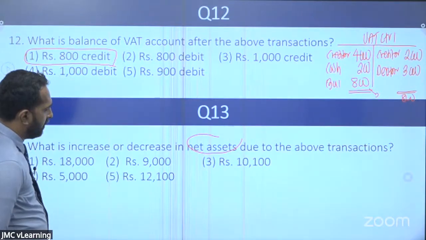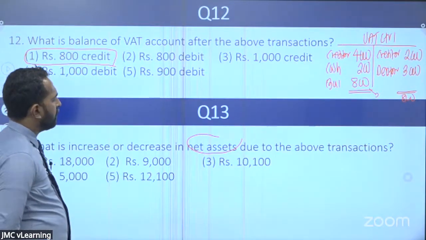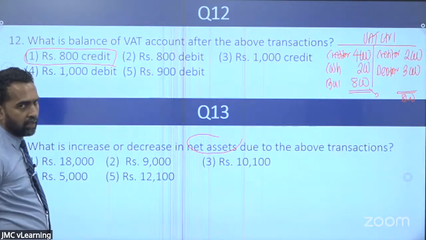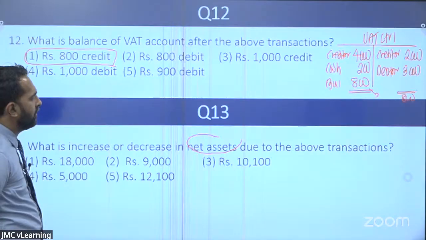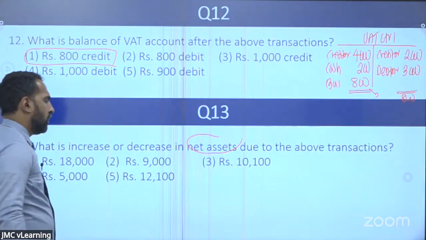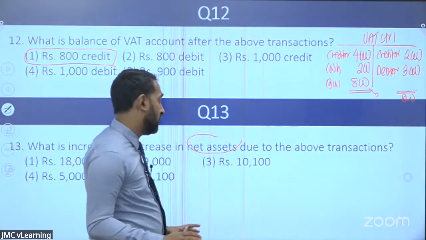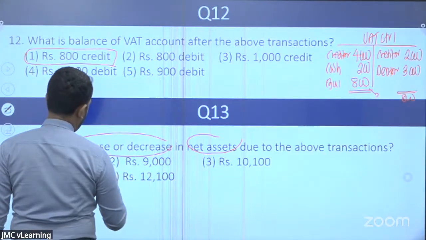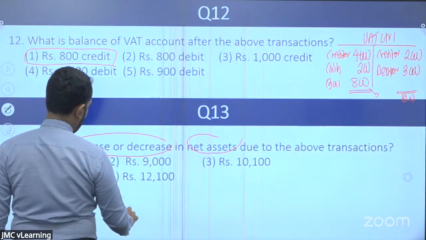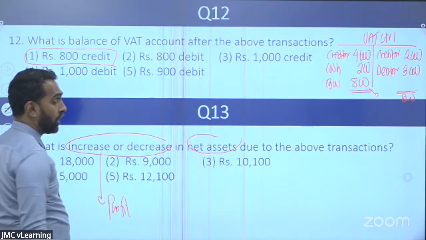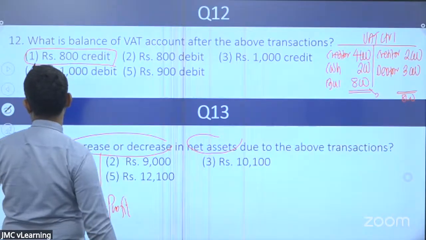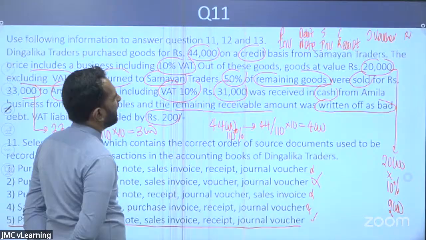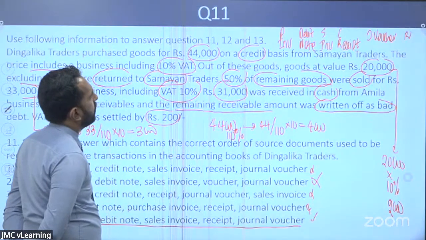Next one, they are asking, what is the increase or decrease in the net assets due to the above transactions? Here there's no additional capital or drawings, so purely the increase or decrease in the net assets should be due to the profit. We need to look at the profit of this transaction. Purchasing and returning, we don't care. We need to look at the sale.